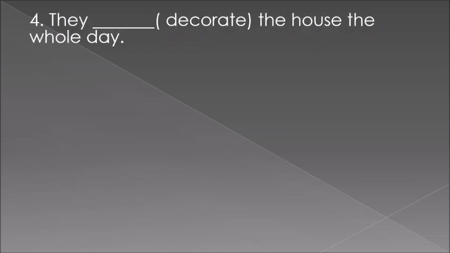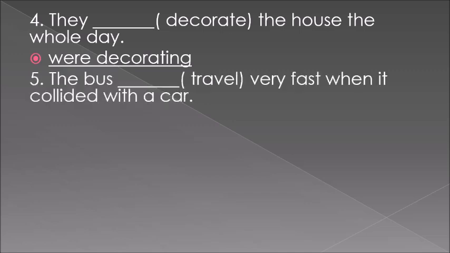Moving on to sentence number 4. They dash decorate the house the whole day. They were decorating the house the whole day. In decorating, you are going to add ing, but e will not come here. Make sure your spellings are correct when you're writing the answers in your books.